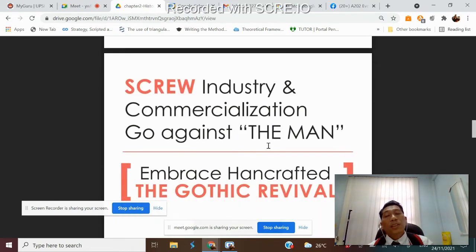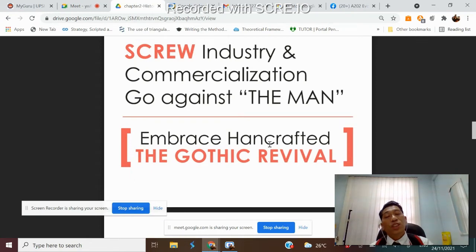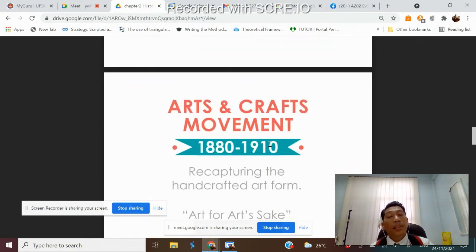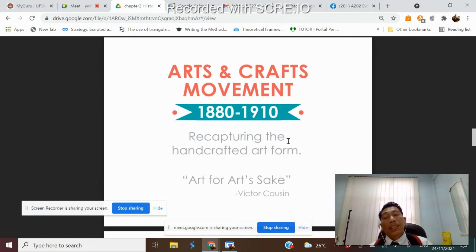Industry and commercialization go against the movement that embraces handcraft, the Gothic revivals. This is another thing that you should at least have knowledge of. In a way, one day if you go to an arts exhibition, or a design gathering, when someone mentions the art sake movement, as a design student at least you know what they were talking about.